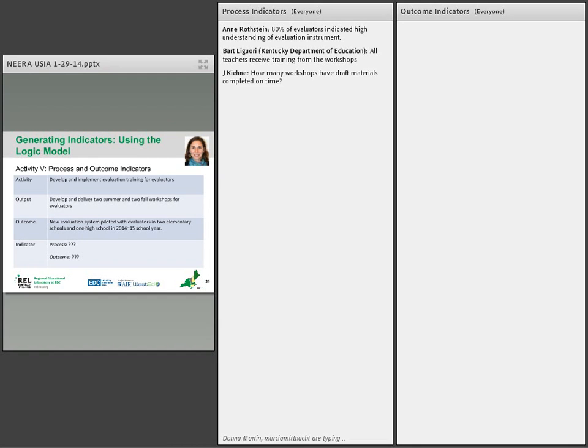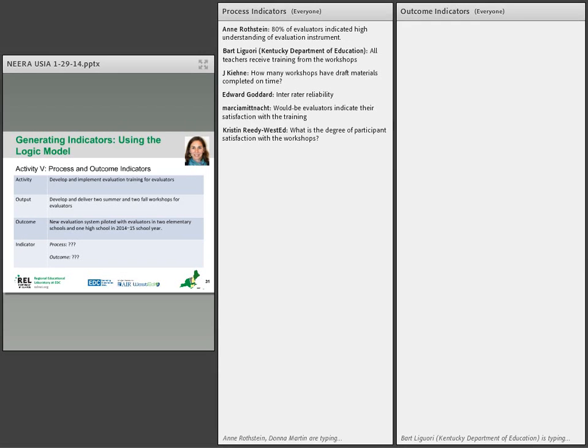Other people are writing. We have how many workshops have draft materials completed on time. So some process indicator might have to do with the materials, that the materials are completed on time, or that the materials might be aligned to the state rubric. That might be something. Edward might say a little more about inter-rater reliability. That's something that maybe there are trainings on. Maybe there's a high understanding of inter-rater reliability between evaluators as a result of participating in the workshops. What is the degree of participant satisfaction with workshops?